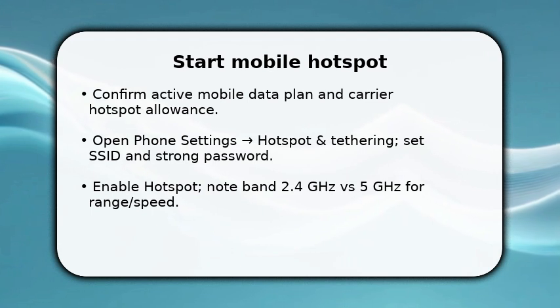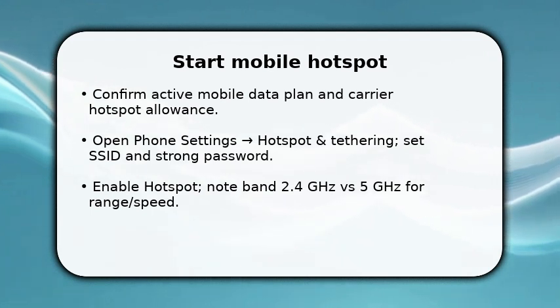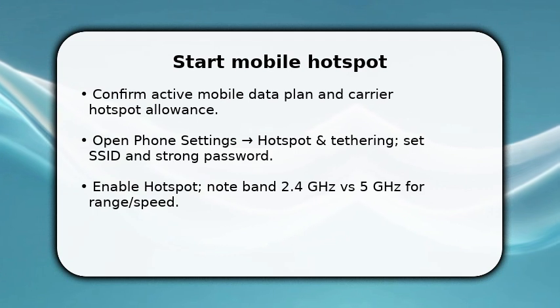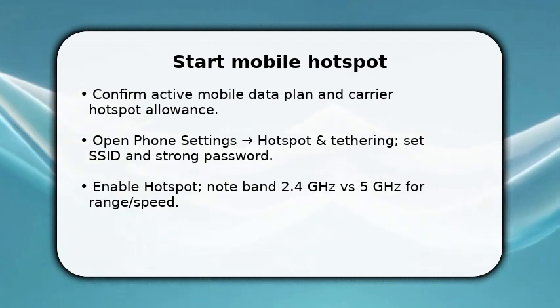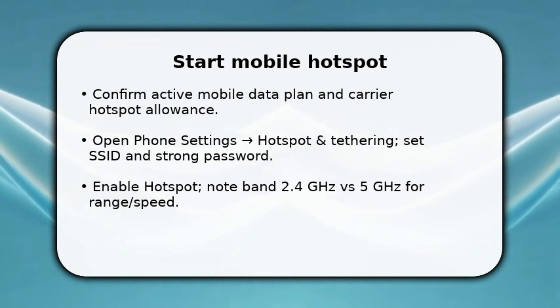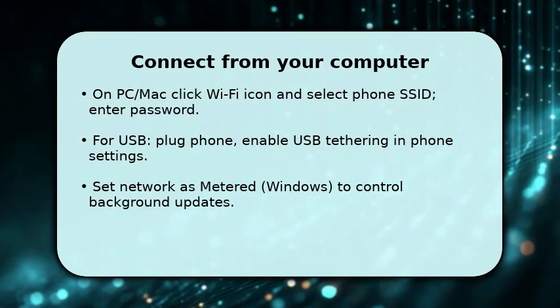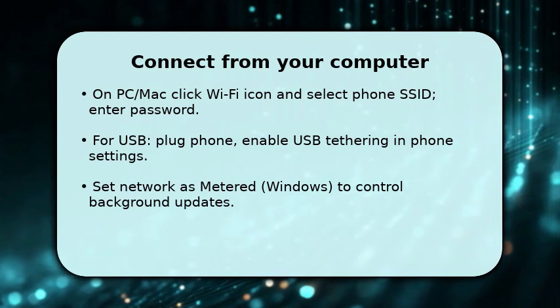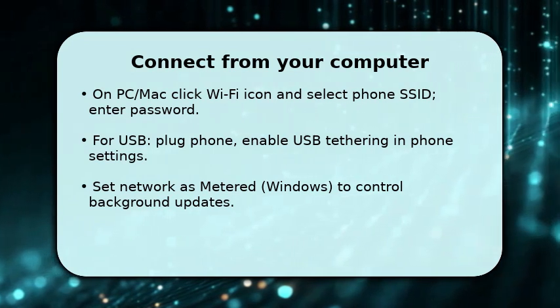Now enable the hotspot so the phone broadcasts. This immediately creates a Wi-Fi network your computer can see. Keep an eye on data usage, because tethering consumes your plan quickly. On your computer, click the Wi-Fi icon and pick the phone's SSID, then type the hotspot password. Done.